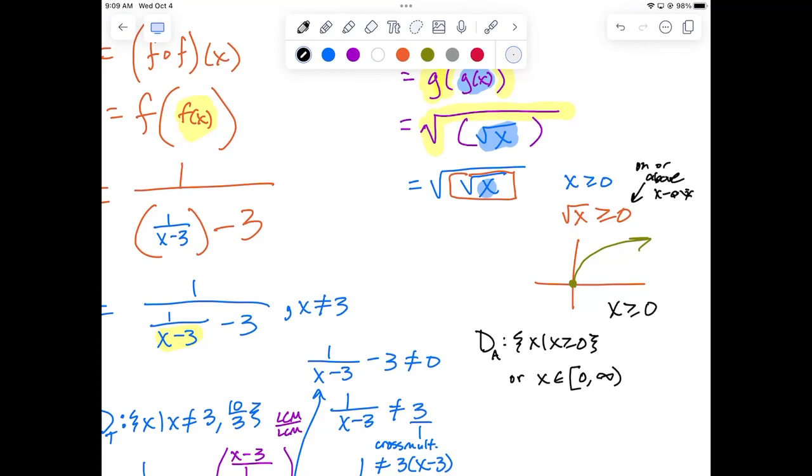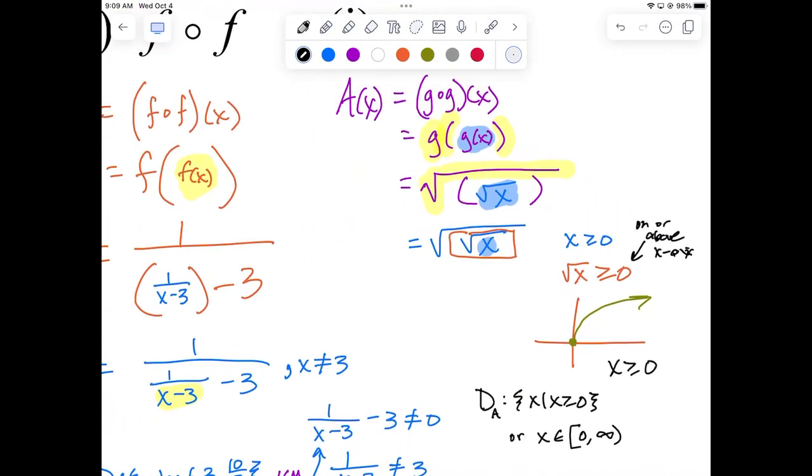Can x equal 0? Let's try it out. If you plug in a 0 for x, you get the square root of 0, which is 0, right? And now I have the square root of 0 again. What's the square root of 0 again? 0. It works. Yeah, 0 works.